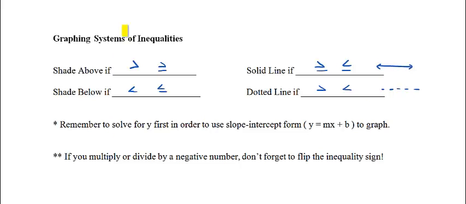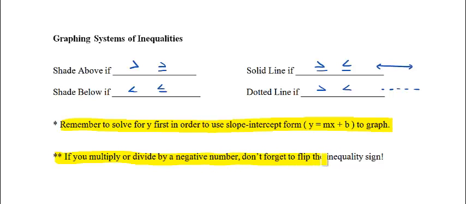Couple things to keep in mind. We want to remember to solve for y in order to graph, and that's because that slope-intercept form, or y equals mx plus b, will be of help to me because I can start at my y-intercept and I can count based on my m or my slope. The other thing I want to remember is that if I multiply or divide by a negative, I have to flip that inequality sign. So that's one of the most common student mistakes that we want to prevent against.